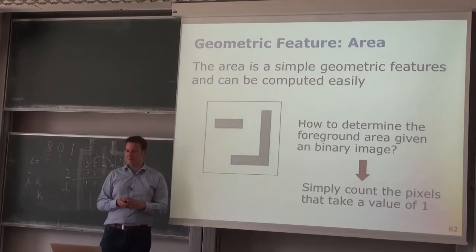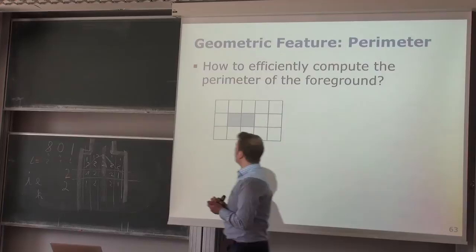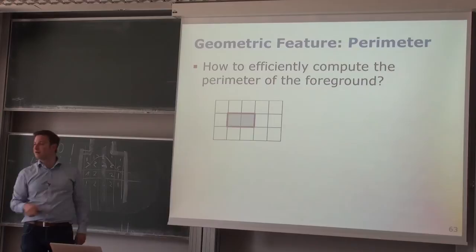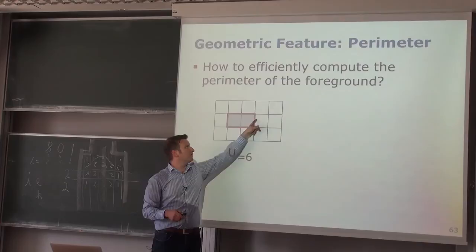If we want to look at the perimeter, so let's say these are our black pixels over here, how should we actually compute that? So what is the perimeter? The perimeter is this distance over here. So it's a distance of u equals 6 in this example. Because 1, 2, 3, 4, 5, 6.